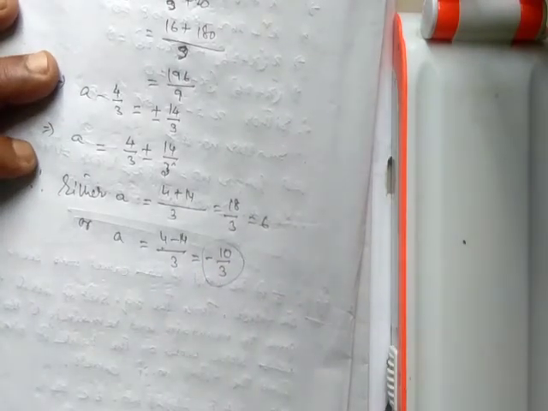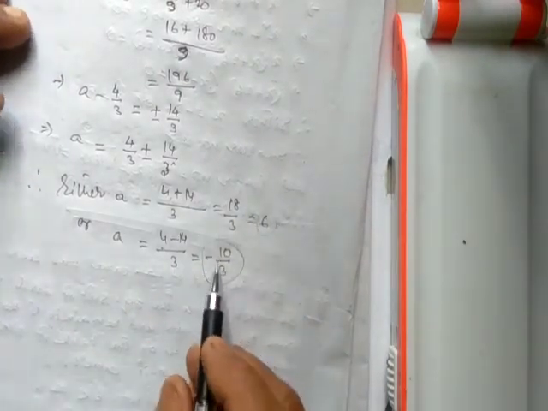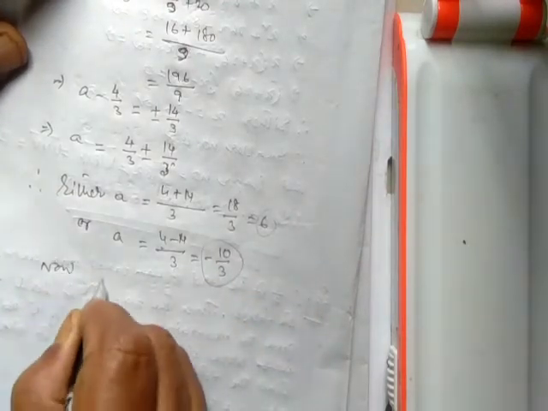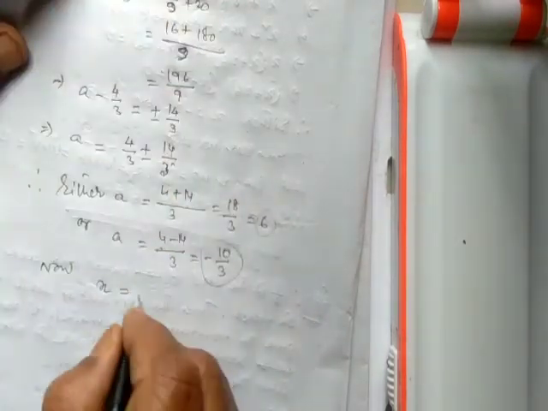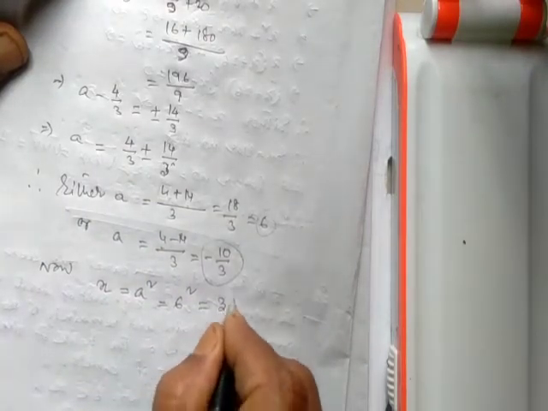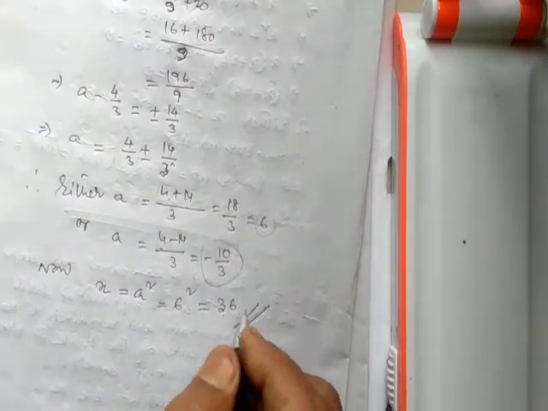Number of camels cannot be negative, so this is rejected. Then now x is equal to how much? a square is equal to 6 square is equal to 36. So this is the number of camels. Total number of camels is 36.